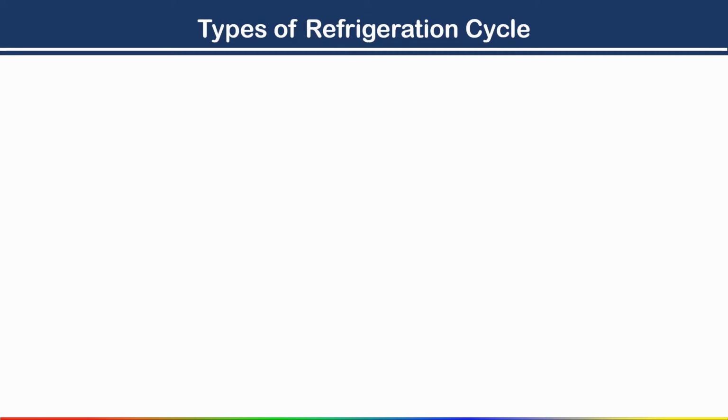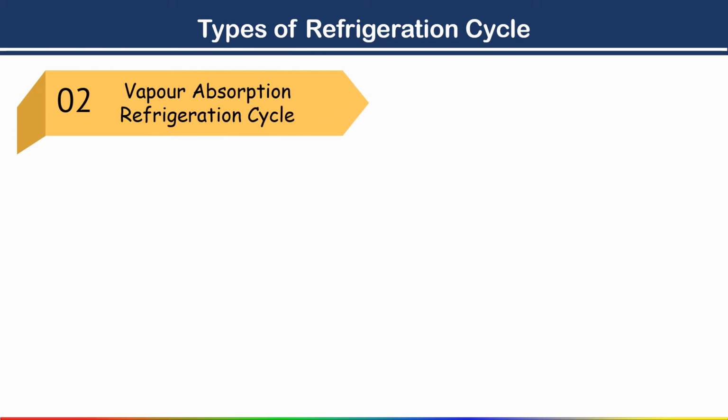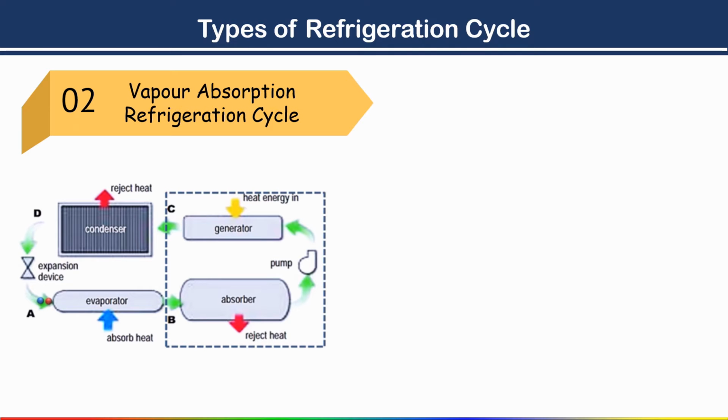So now the second type of refrigeration cycle is the vapor absorption refrigeration cycle. Already in the previous video I have discussed the vapor compression refrigeration cycle. If you have not studied that, in the topmost part you will get the link of that video. Just click on that and refer to the previous video to learn the vapor compression refrigeration cycle. Okay, so see what the vapor absorption refrigeration cycle is.